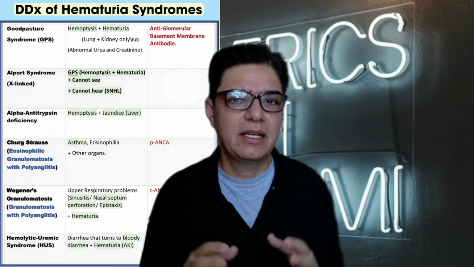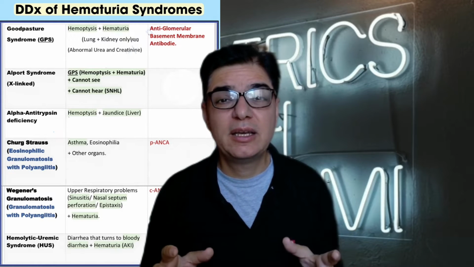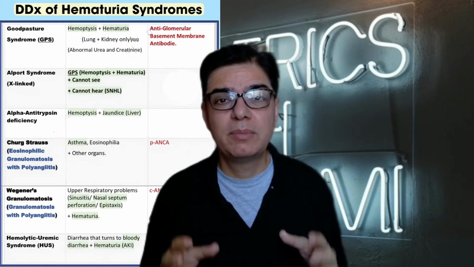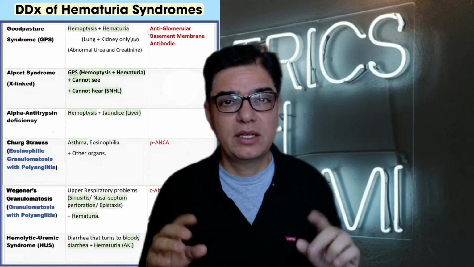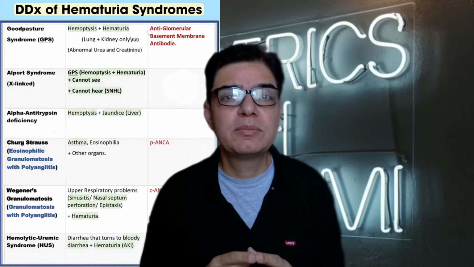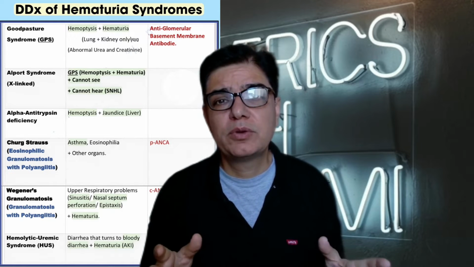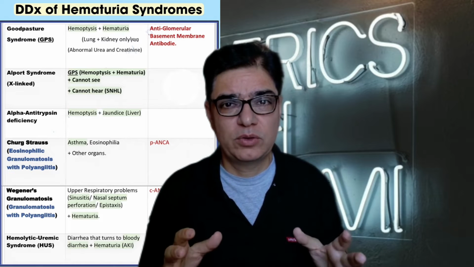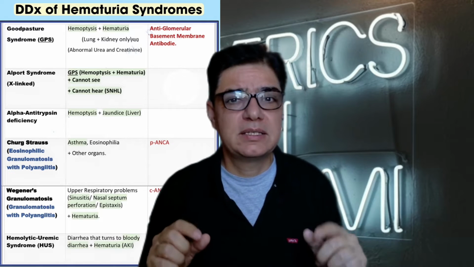Hi everyone, in today's video we are going to explore the differential diagnosis of haematuria syndromes. It's a topic that's high yield both in exams and in your clinical practice or in clinical pediatrics. We'll go through key conditions you need to know along with simple clinical clues that help you remember them. So let's begin with Goodpasture Syndrome, also known as GPS.